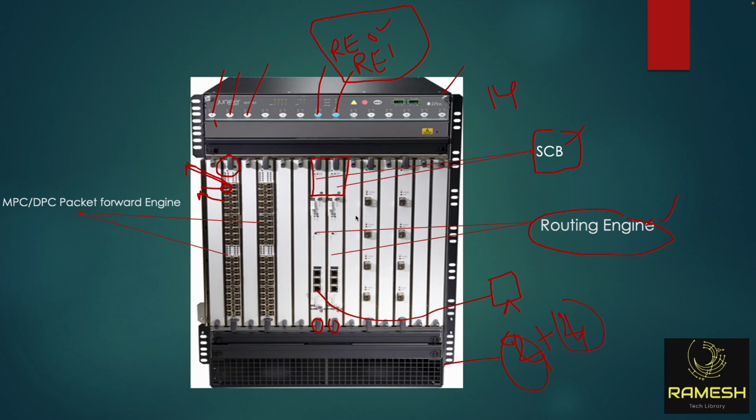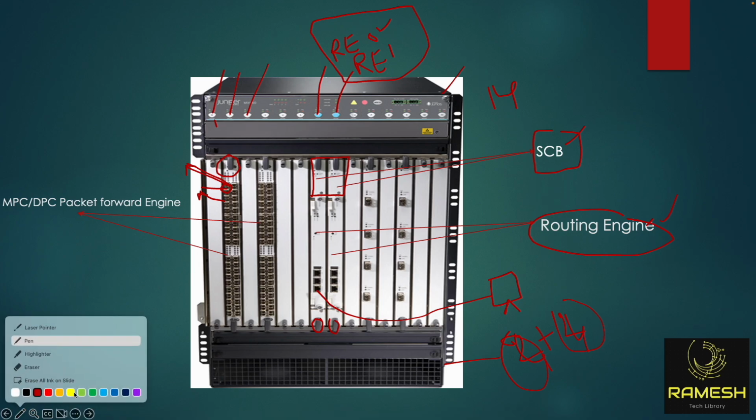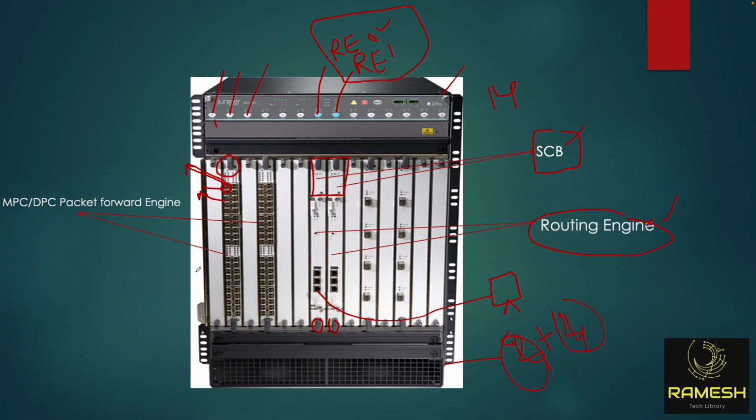Now, these are the routing engines. What will the routing engine do? It will install the Juniper operating system. Routing engines will install the Juniper operating systems. Now we need to connect the cables to the other routers and all. So these are the line cards. You will see plenty of line cards. How many line cards do we have? 12 line cards.